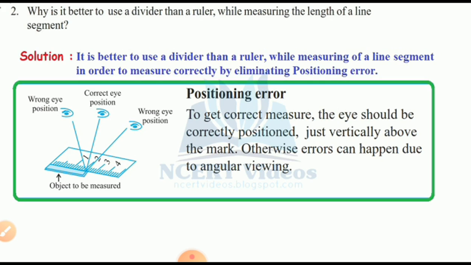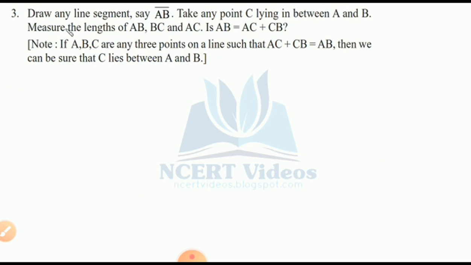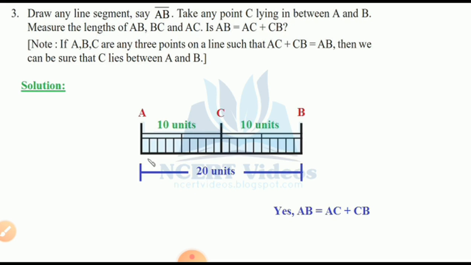Eliminate means remove. Question number 3 is on your screen. Draw any line segment, say line segment AB. Take any point C lying between A and B. Measure the lengths of line segments AB, BC and AC. Is AB equal to AC plus CB? Check.